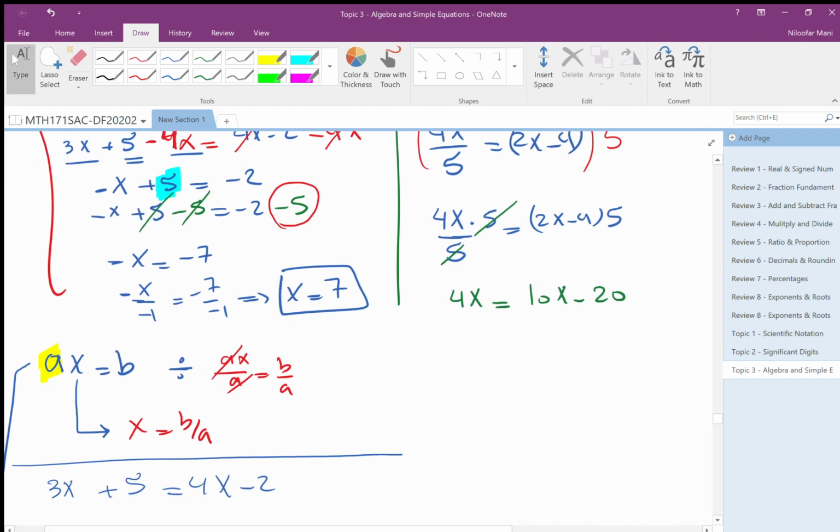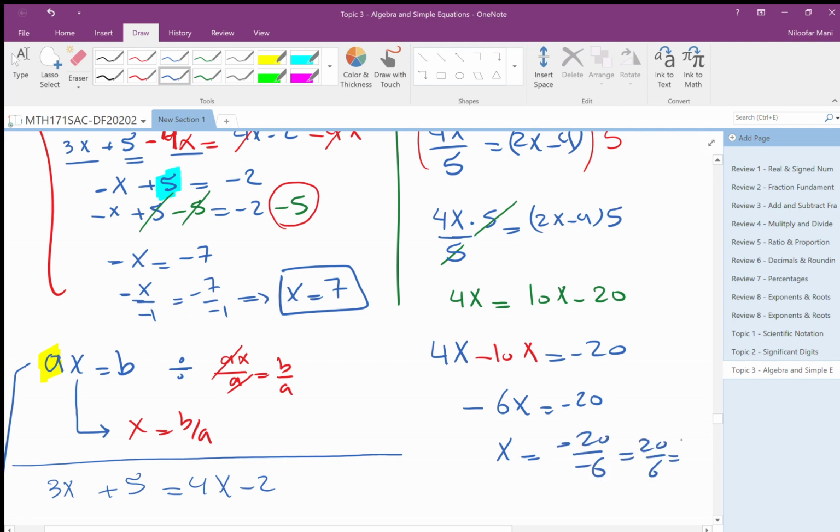Okay, I am done. Now I move whatever has x to one side, whatever doesn't to the other side. If I don't move, I don't touch. If I move, I change the sign. So it's 4x minus 10x equal minus 20. So it is minus 6x equal minus 20. Now I divide minus 20 by minus 6, which is 20 over 6, which is 10 over 3.